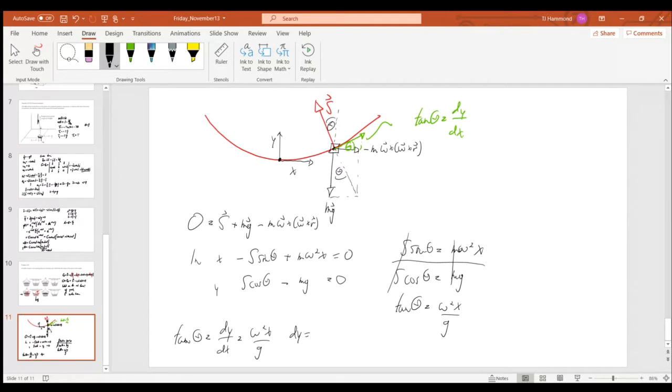Well, we have dy is equal to omega squared over g x dx. So of course we integrate, and what we get is y is equal to omega squared over 2g x squared plus some constant. So that means that this is parabolic.